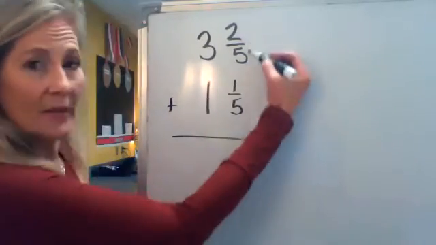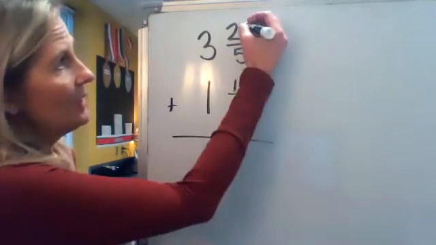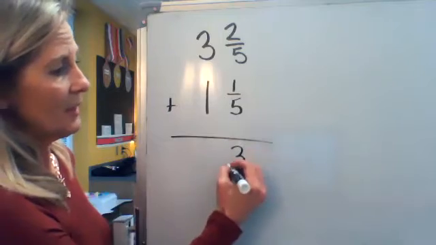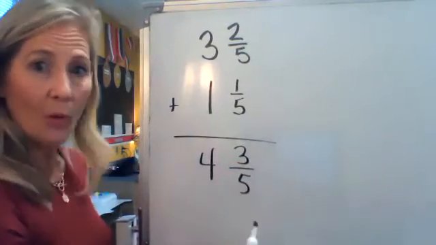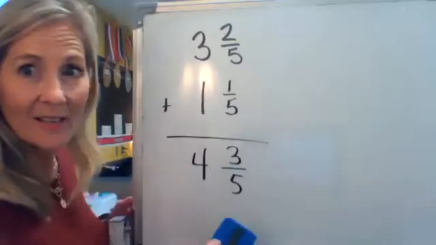Kind of like the ones column, but these are fractions, the fractional column. 2/5 plus 1/5 is going to be 3/5. 3 wholes plus one more whole is 4 wholes, just like that. Easy, right?